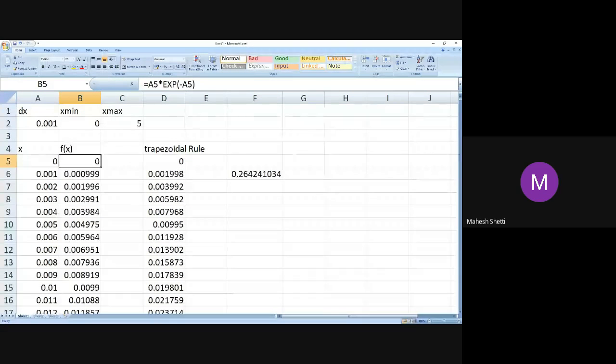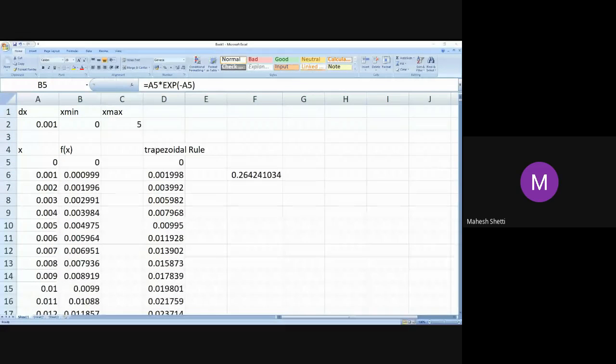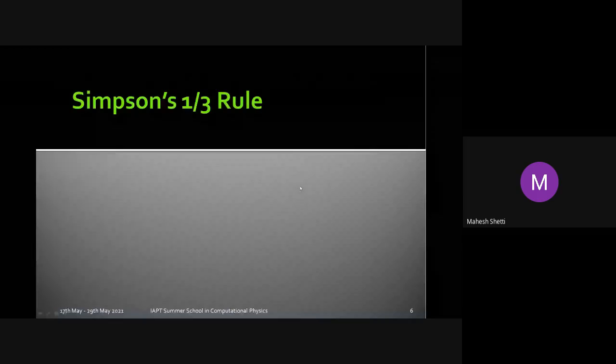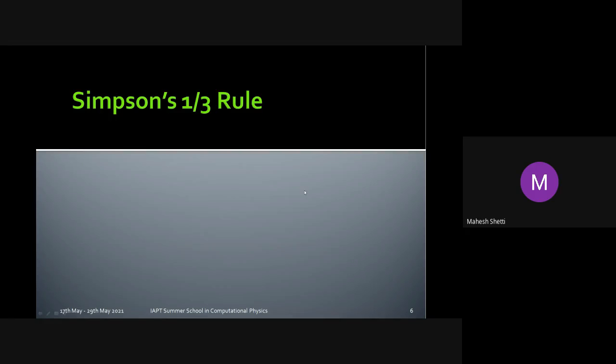Now let us go to the next rule, which is called Simpson's 1/3 rule, and let me share initially the presentation for that. I'll stop Excel and let me present that. So Simpson's 1/3 rule is a more interesting rule, and it is more precise, slightly more difficult to do the calculation.